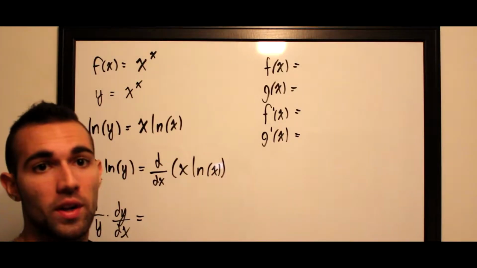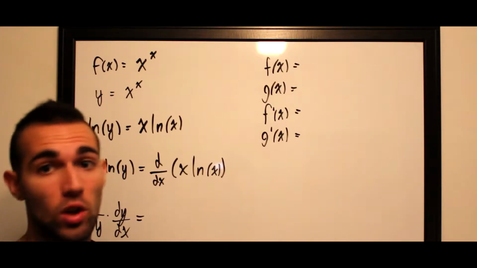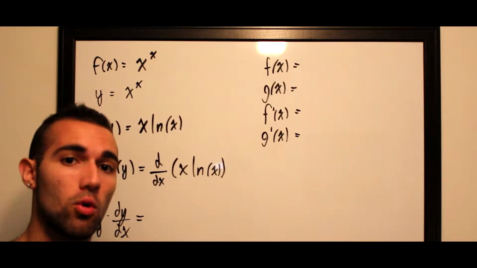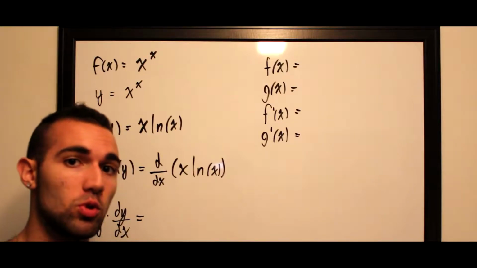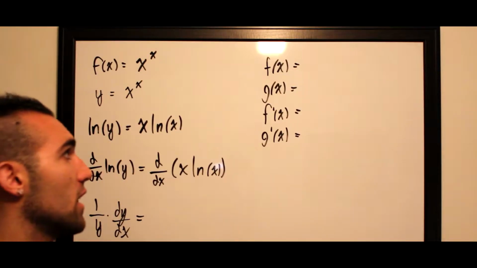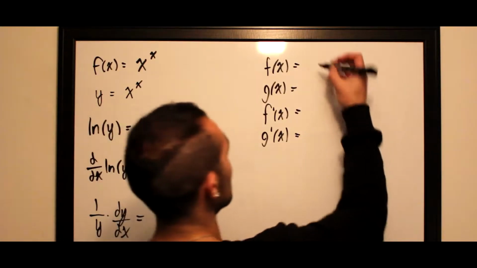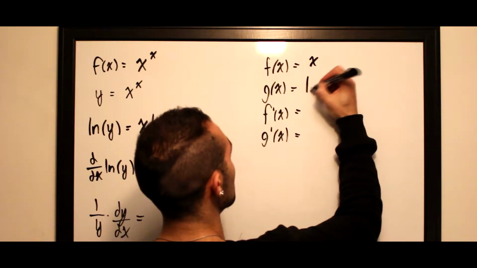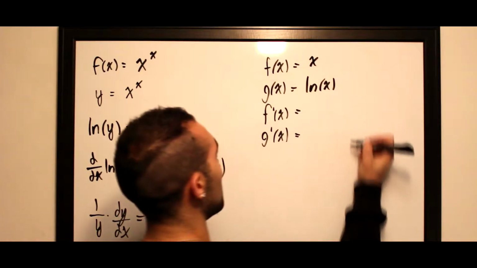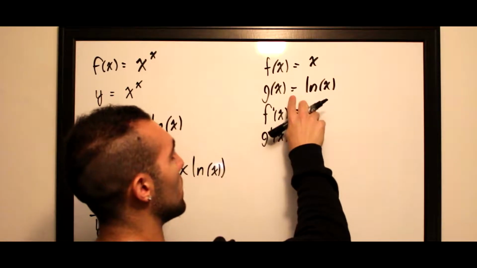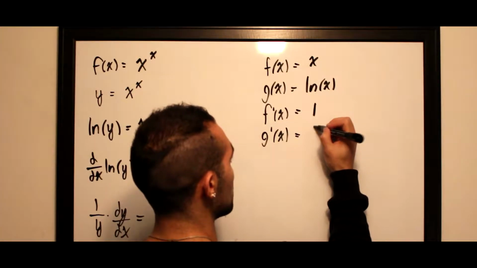And if you haven't already learned how to use the product rule, I have a video up which I released a couple of videos ago explaining how to use the product rule. So one of our functions is x, one of them is ln of x. It doesn't really matter which is f and which is g because it's being added anyway. So f of x will be x, g of x will be ln of x, f prime will be the derivative of x, which is just 1, and g prime will be the derivative of g, which is just 1 over x.